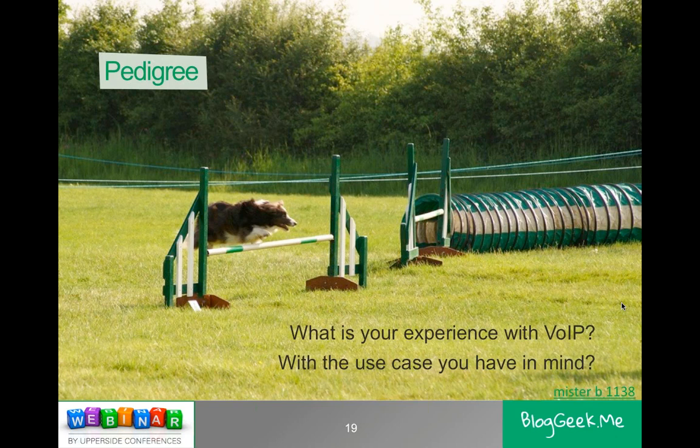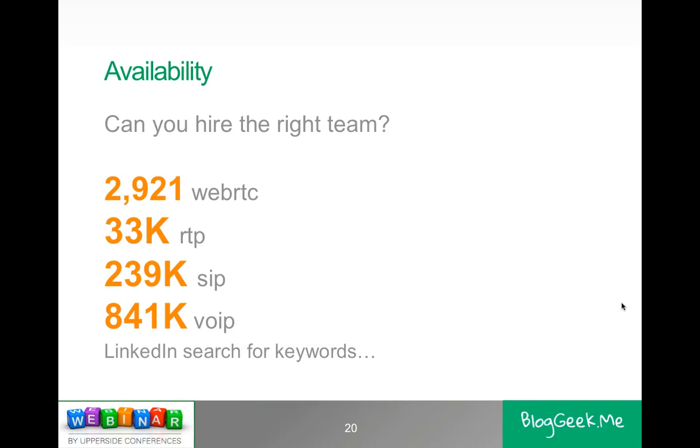Okay, so this is very important, understanding where you are coming from. It is doubly important because you need to look at the availability of people that you can hire. I did a search on LinkedIn for these keywords: WebRTC, RTP, SIP, and voice over IP. For WebRTC, there are less than 3,000 people that indicated that in their profile somewhere. If you're looking for someone conversant in SIP, you've got over 200,000, and voice over IP, that's 800,000 people. So if I need to hire someone that knows WebRTC, this is going to be tough. Either I know them beforehand, or I know people that can grow into these positions. I need to make sure that I have the available employees in place if I want to go for the build option and not buy.